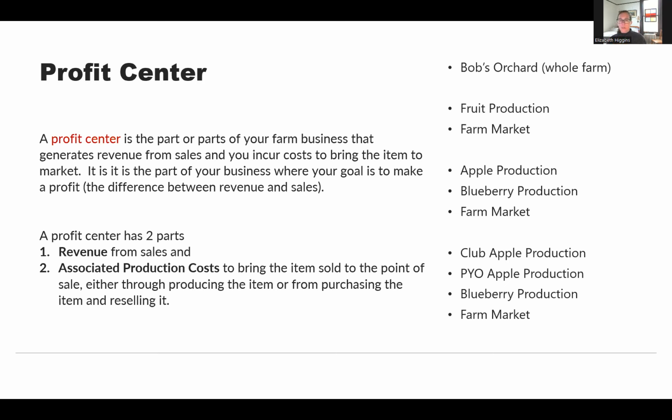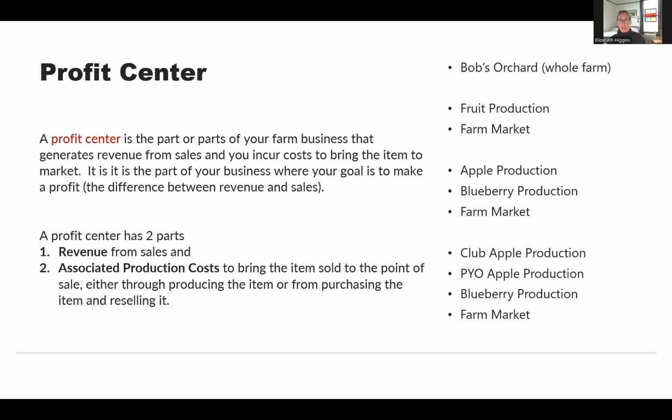So if you have a farm stand and you buy goods from somebody else and you resell them, those acquisition costs and all of the costs you have to then sell that item would be the costs associated with your farm stand profit center. One key thing about a profit center is that you determine as a manager how you want to break up your farm. There is no one right way to do this.